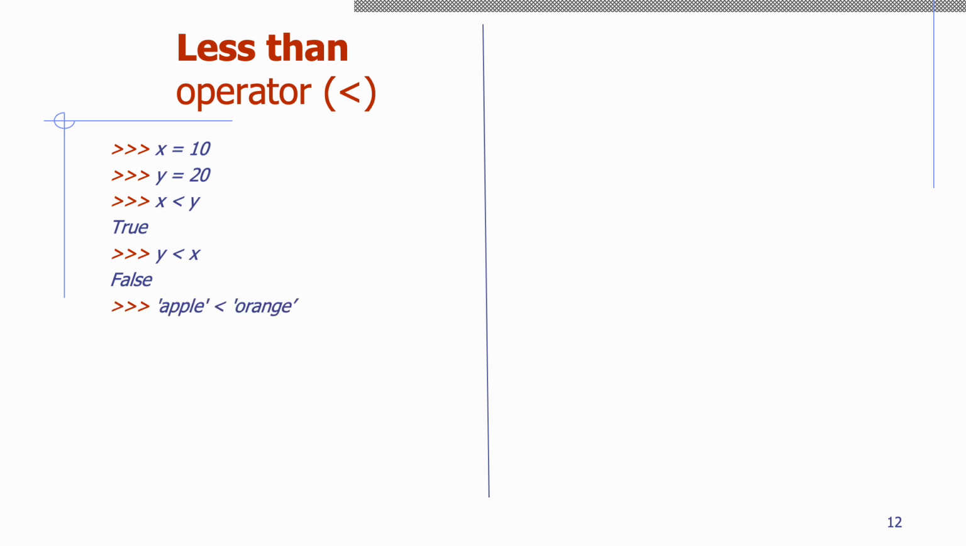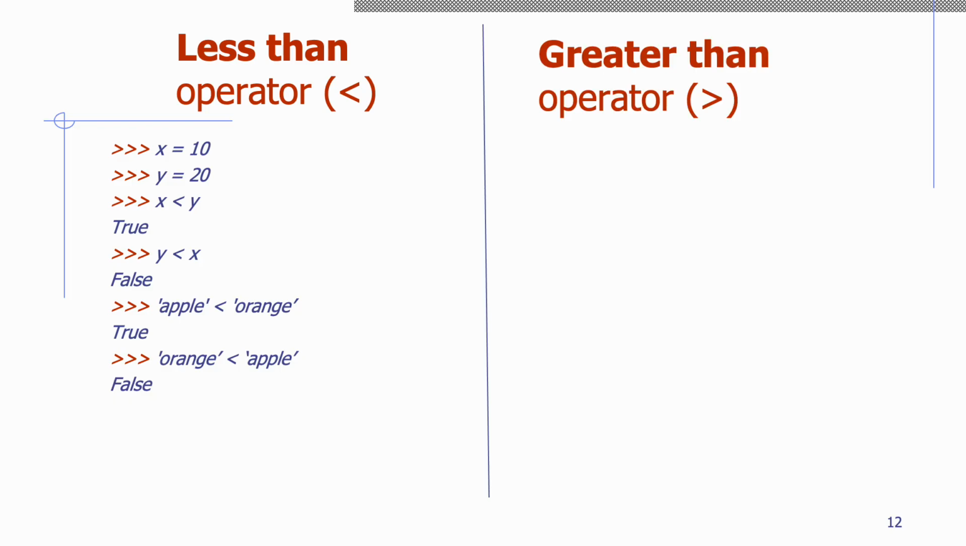We can also compare two strings. The expression apple is less than orange returns true because the letter A in apple is before the letter O in orange. Orange less than apple is going to be false.